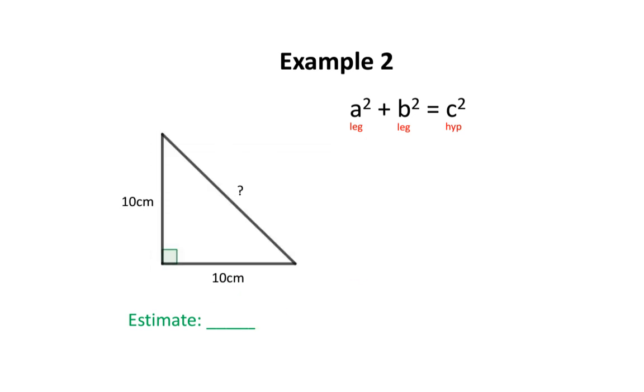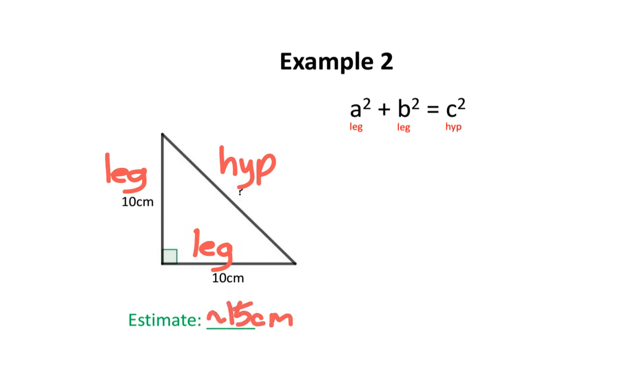In our second example, we have a right triangle. The length of the hypotenuse is unknown. The length of this leg is 10 centimeters, while the length of the other leg is also 10 centimeters. Before doing any calculations, let's make an estimate of the length of the hypotenuse. Remember, the hypotenuse is the longest side. Therefore, it must be greater than 10 centimeters. Since it looks a little bit longer than the other legs, I'm going to estimate it to be about 15 centimeters long.